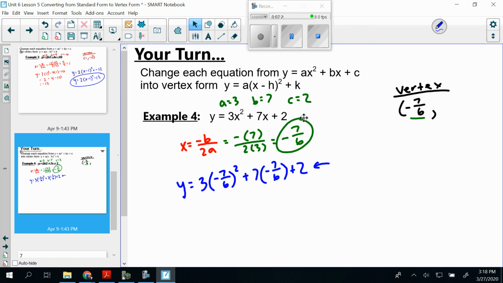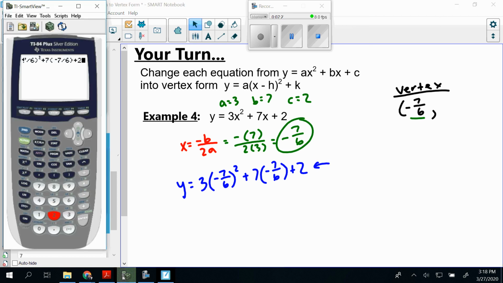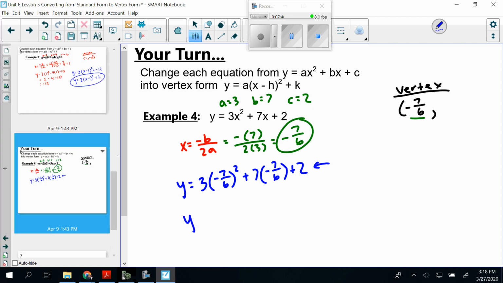That's probably one you want to use calculator on. So I've entered exactly how we have it there. Hit enter, and you can see you get this. Fraction is going to be better on this one, so let's change that to a fraction by hitting the math button and then hit enter again. So it looks like we get negative 25 over 12. So now that is our y value for our vertex.